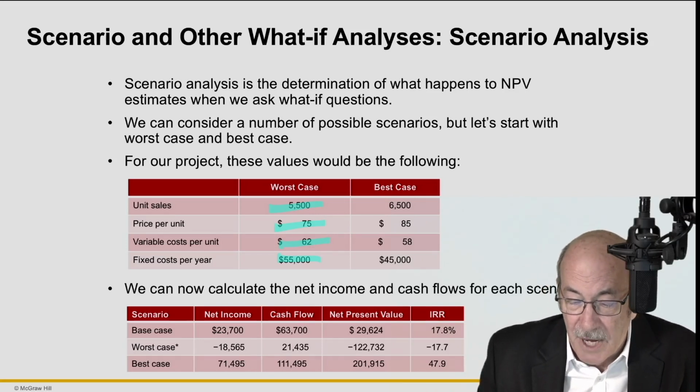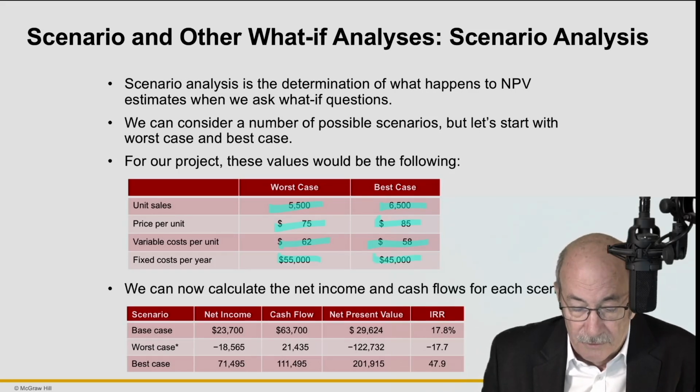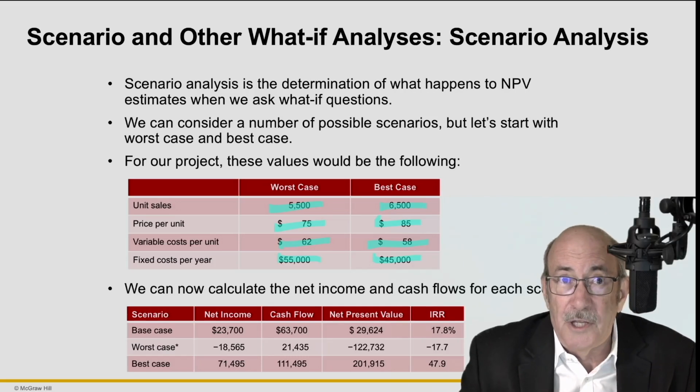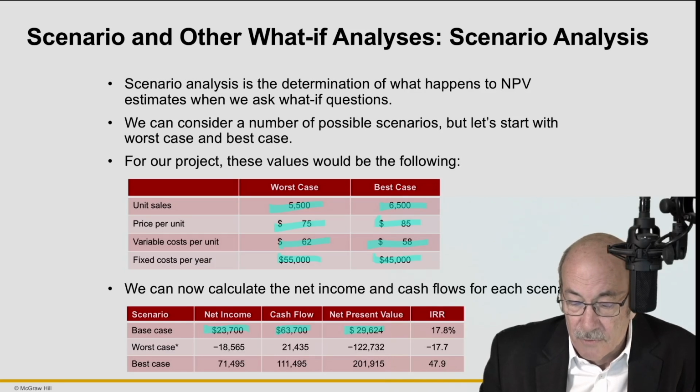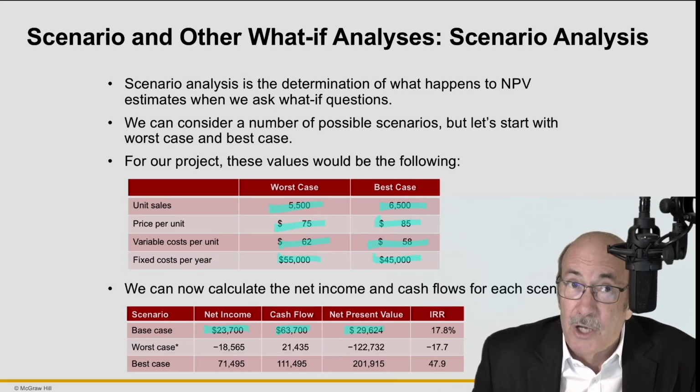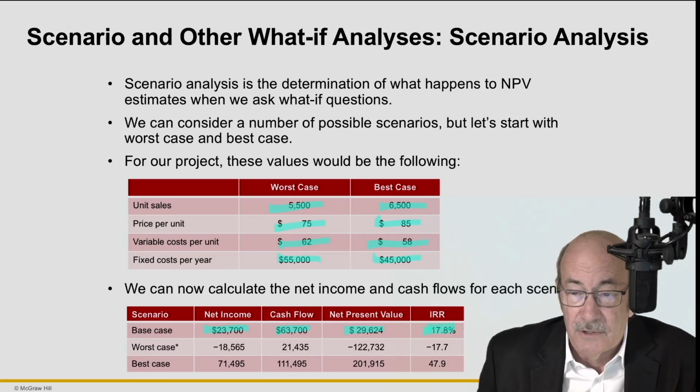We also have the best case, 6,500 units sold, so 500 above the base case. We get a price of $85 per unit. We have variable costs of only $58, and we have the fixed cost of 45,000. So we can do that calculation again. You'll notice that here's the base case, the numbers that we got there. We could actually also calculate a rate of return on this base case. This 17.8% is the rate of return.